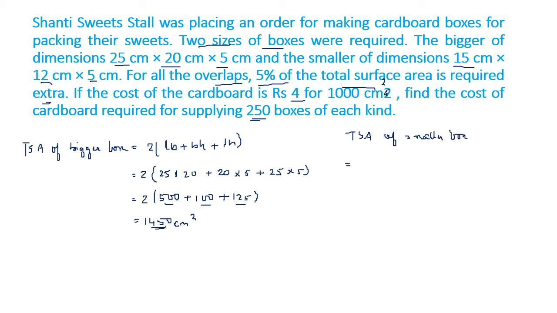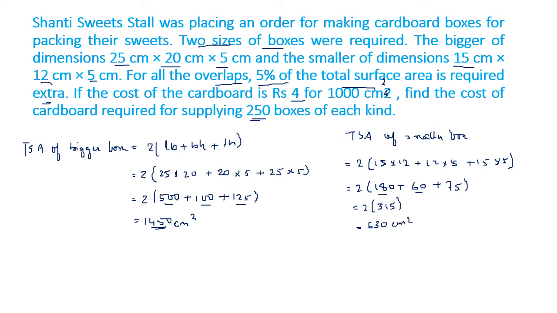Again applying the same formula, 2 into bracket 15 into 12 plus 12 into 5 plus 15 into 5. So 12 times 15 is 180, plus 12 times 5 is 60, plus 15 times 5 is 75. 180 plus 60 is 240. 240 plus 75 is 315. This becomes 630 centimeter square.